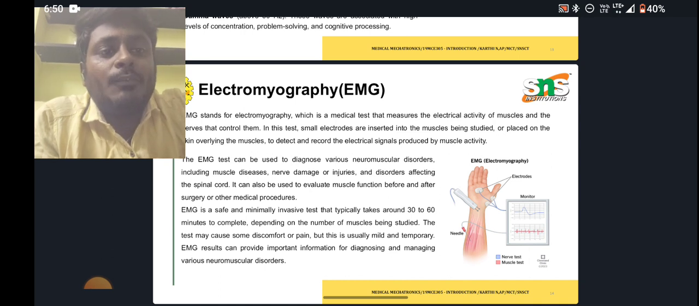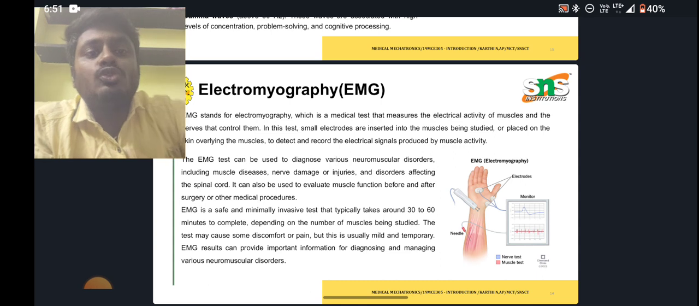Depending on the number of muscles being studied, the test may cause some discomfort or pain, but this is usually mild and temporary. EMG results can provide important information for diagnosing and managing various neuromuscular disorders.